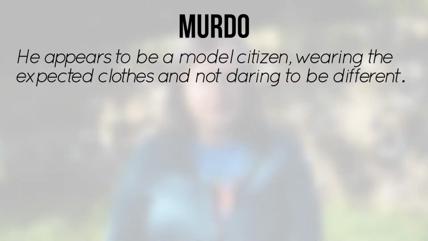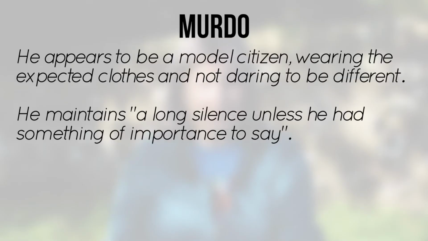As mentioned earlier, Murdo is outwardly a conformist, although, as we gradually discover, inwardly he is more reluctant to conform. On the exterior, he's a model citizen, wearing the regulation Wellingtons and fisherman's jersey. Like most of the other villagers, he does what is expected of a member of the claustrophobic small community by not daring to be different in any way. One reason given to explain his local popularity is that he maintains a long silence unless he has something of importance to say.